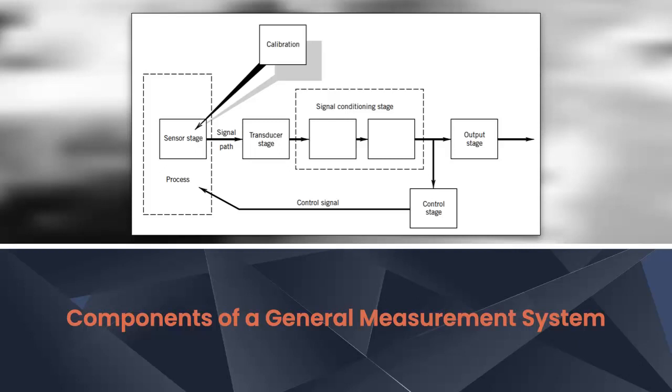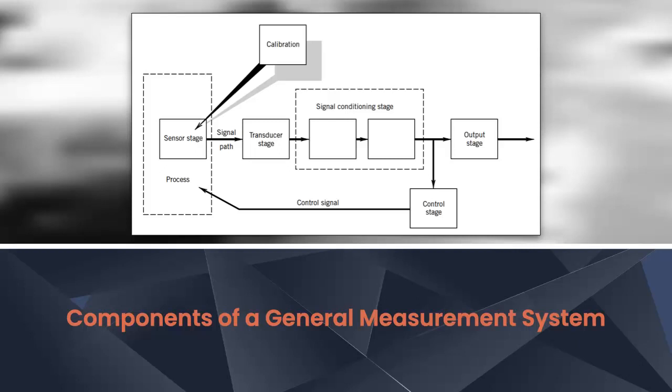Some measurement systems also have a control stage. The control stage is part of a feedback loop that provides the output signal as feedback to the sensor to control certain aspects of the measurement process. So this is, in general, a basic schematic of a measurement system.